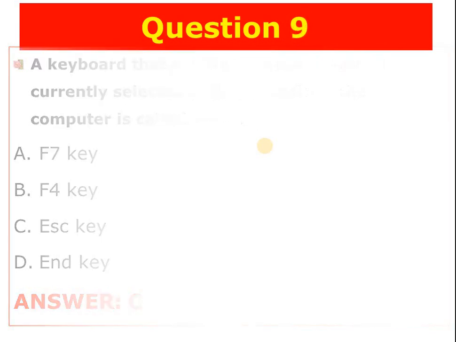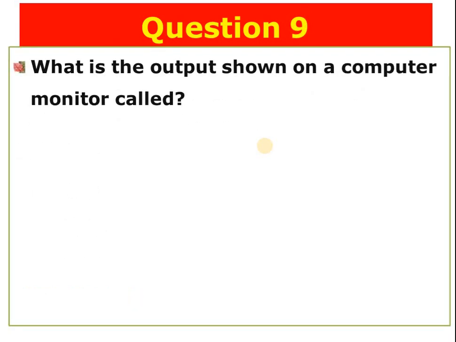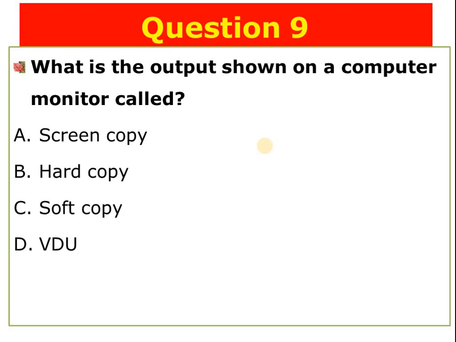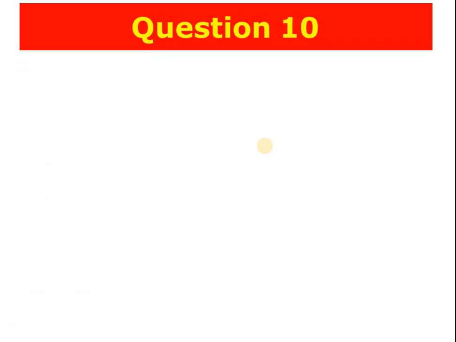Let us go to question number 9. Question number 9 is about monitor. What is the output shown on a computer monitor called? A. Screen copy, B. hard copy, C. soft copy, D. video. Choice C is the answer, soft copy.